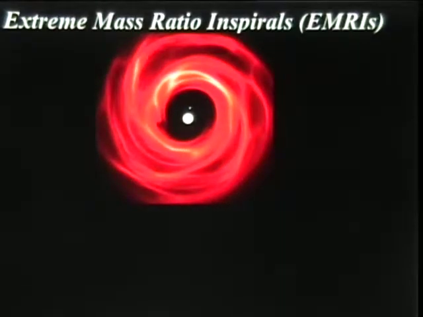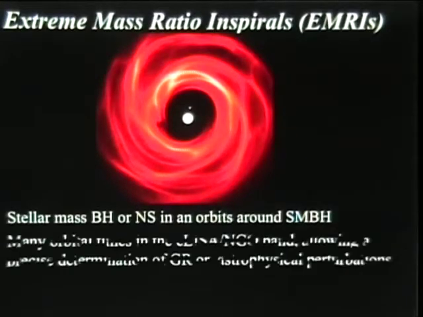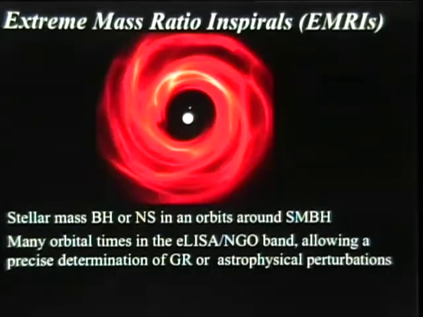Another type of binary you can get is a small black hole, either produced in the accretion disk due to the formation of a massive star that makes a black hole, or a stellar mass black hole that was captured by the disk. And these systems are called extreme mass ratio inspirals, EMRIs, and they could be interesting sources of gravitational waves.